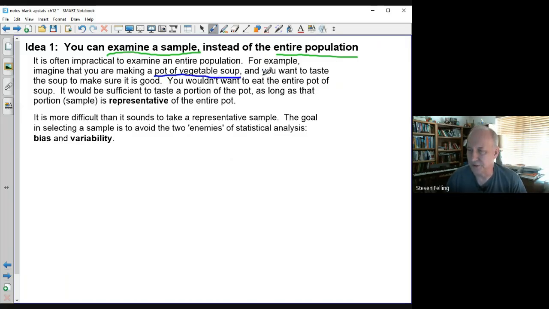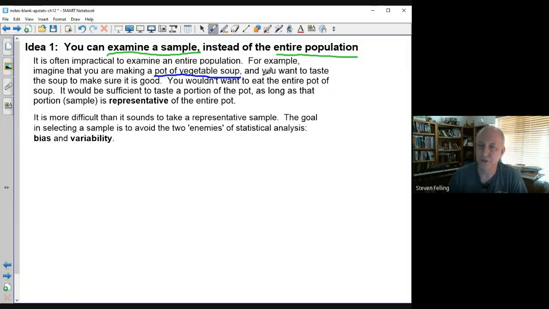And you want to taste the soup to make sure that it's okay, right? I mean, one way to make sure that the population of your whole pot of soup was okay would be to eat the entire pot of soup, right? But if you did that, there'd be nothing left for the people you're cooking for, right? So you obviously wouldn't want to eat the entire pot of soup, right?